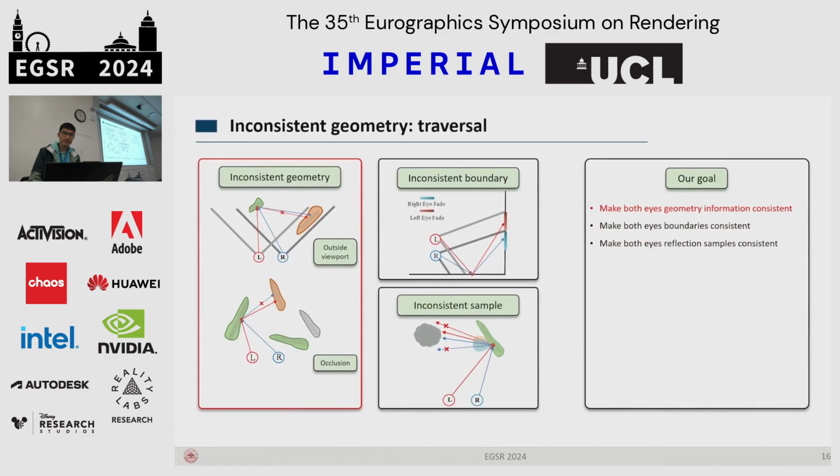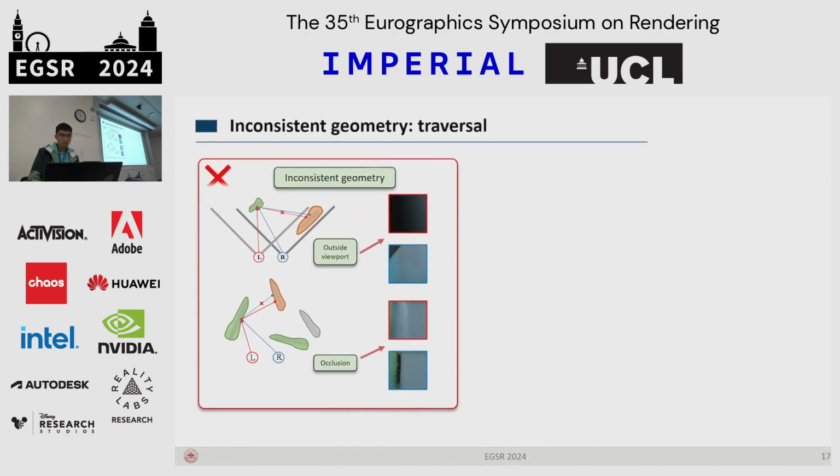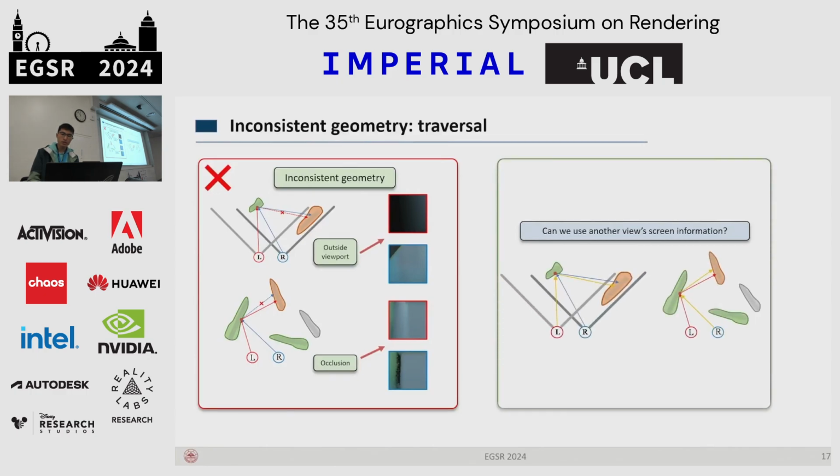Let's first take a look at the inconsistent screen space geometry. Due to the different visibility of geometry between the eyes, screen space reflection diverges significantly across different views. Our key observation is, can we use another view's screen information? The answer is yes. When tracing reflection rays in screen space, we can align the visibility of both views using consistent geometry. Now the question is, how to achieve consistent geometry?